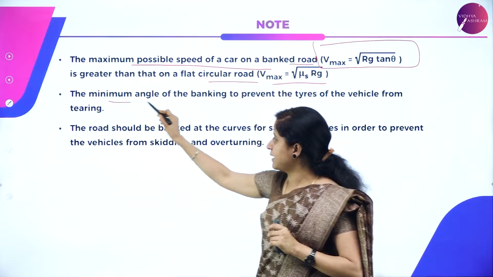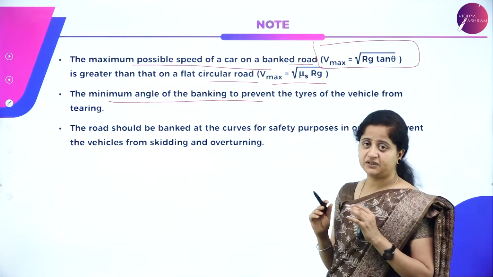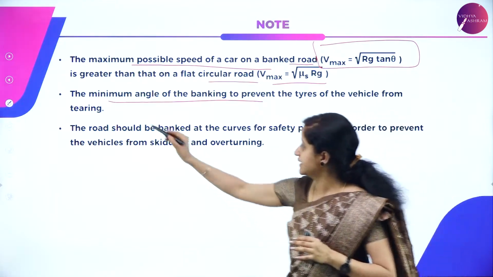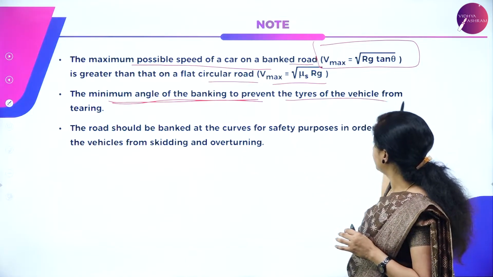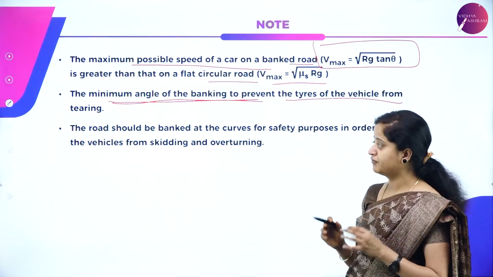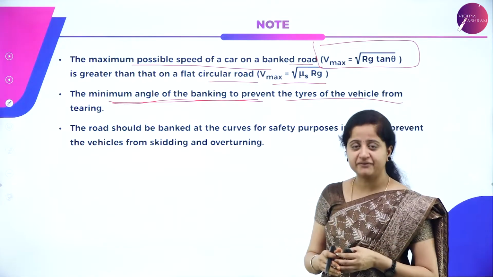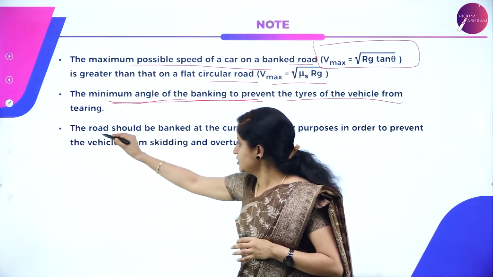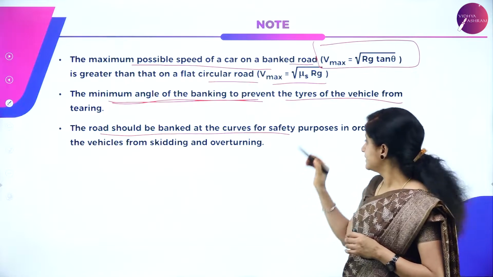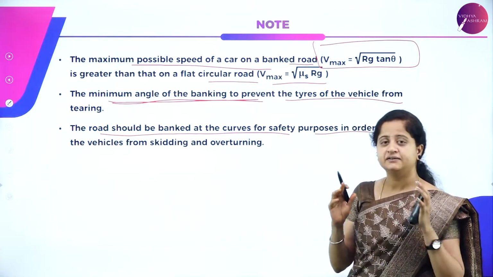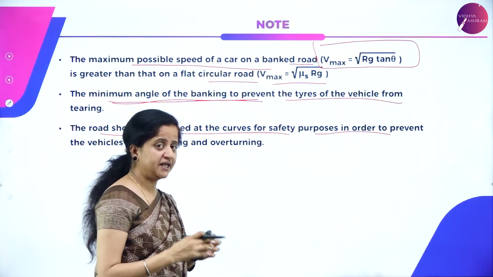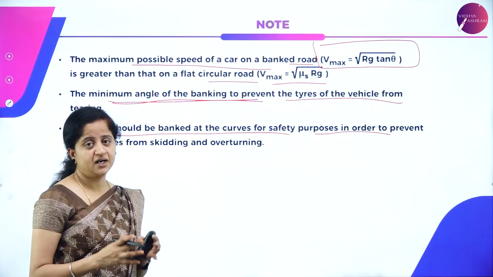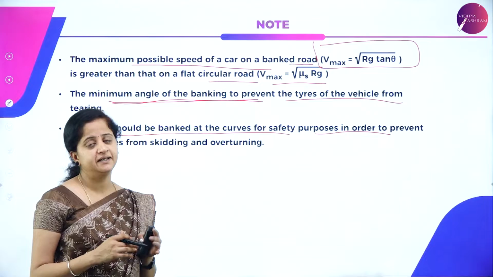Also, the maximum angle of banking should be given. From this we can say that the minimum angle of banking should be there to prevent the tires of the vehicle from tearing. So in order to prevent accidents, the road should be banked at the curve for safety purposes, and that keeps the vehicles from skidding and overspeeding, and also we can safeguard the vehicles from accidents.